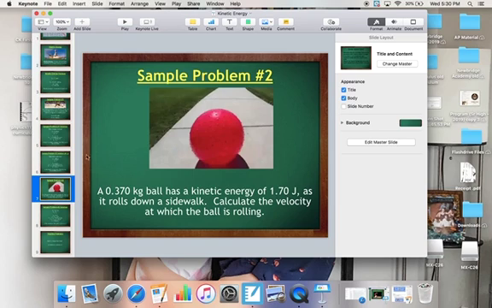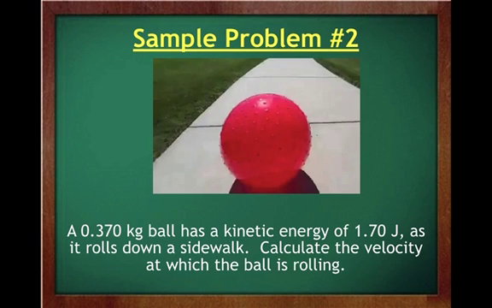All right, let's look at a second problem, just to get an idea of manipulating that formula. So in this second problem, what we're looking at is a 0.370 kilogram ball that has a kinetic energy of 1.70 joules as it rolls down a sidewalk. Calculate the velocity at which the ball is rolling.